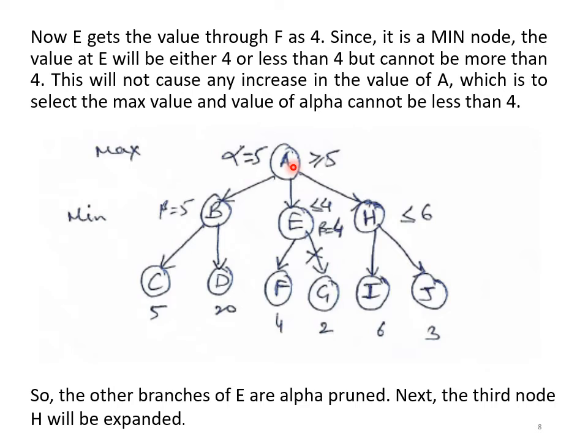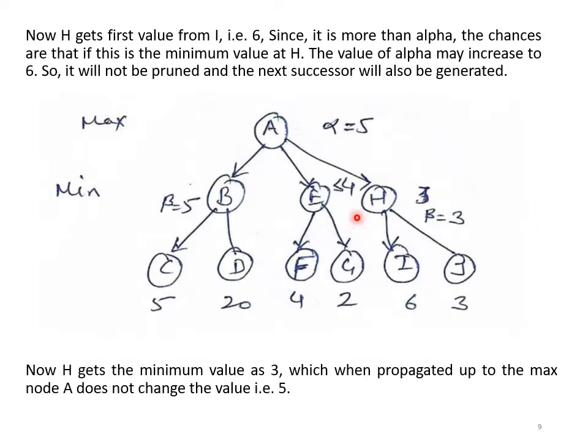Now the value of alpha will depend on H also. If H's value is greater than 5, then you will consider it, otherwise we will not consider it. So now H gets its first value from I, that is 6. Since it is more than alpha, the chances are that if this is the minimum value at H, the value of alpha may increase to 6. So it will not be pruned and the next successor will also be generated.